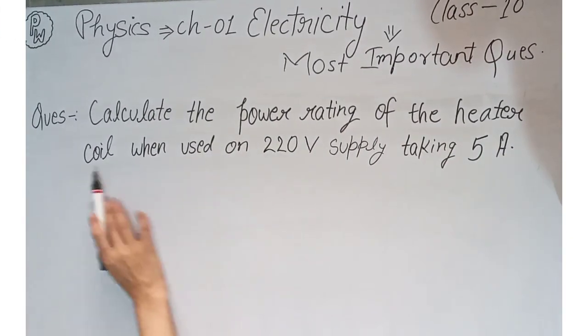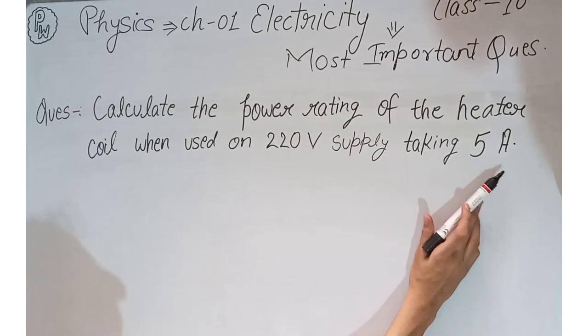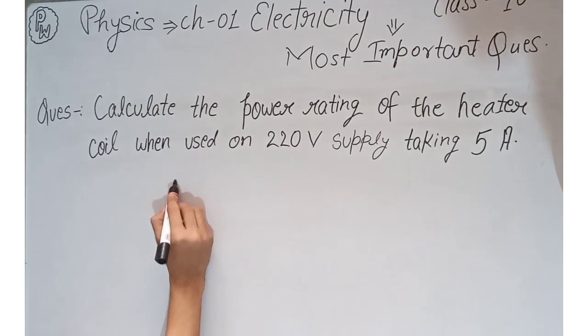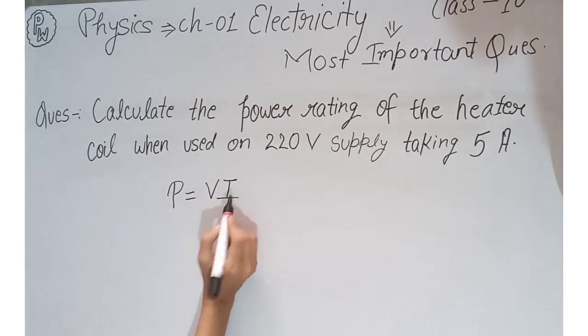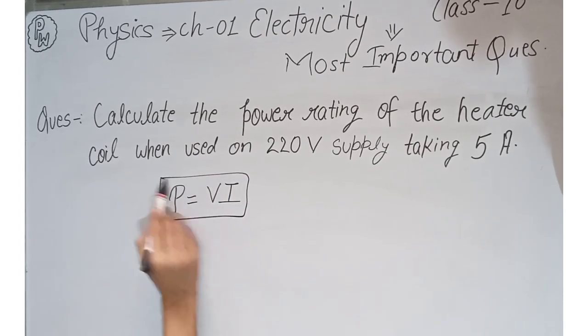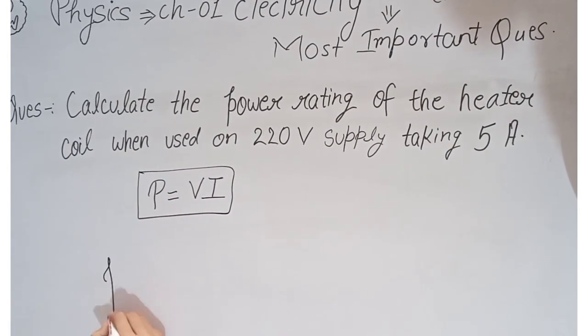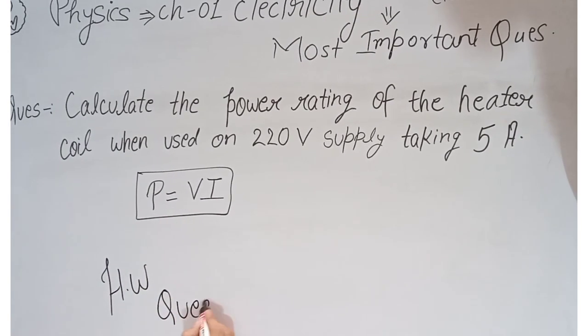Okay, now the next question: calculate the power rating of the heater coil when used on a 220 volt supply taking 5 ampere. In this question, you have to put the formula P equals V into I, because voltage is given and current is given and you have to find the power. It is your homework question, so solve it and write the answer in the comment box.